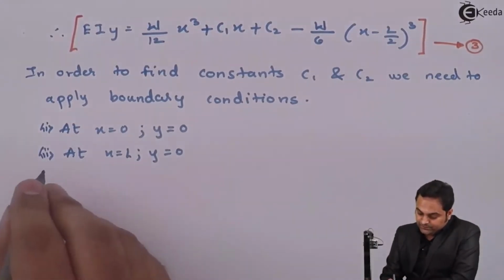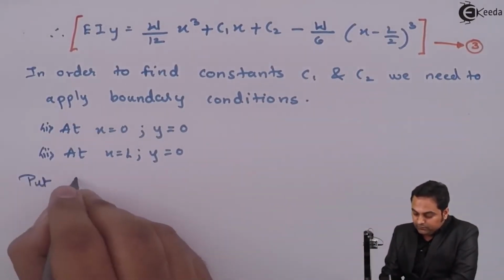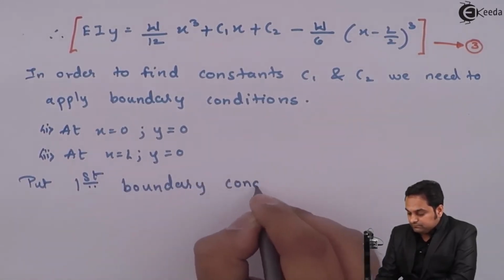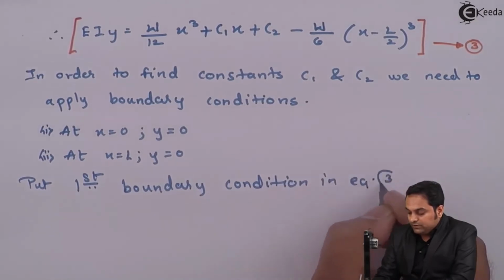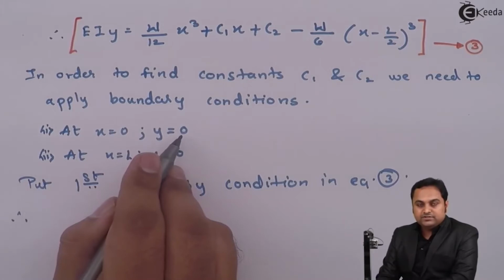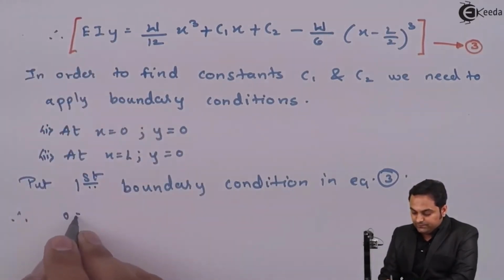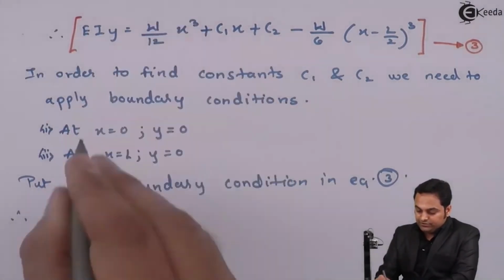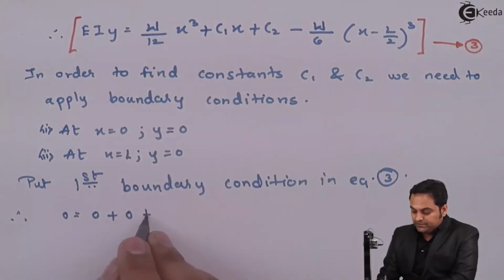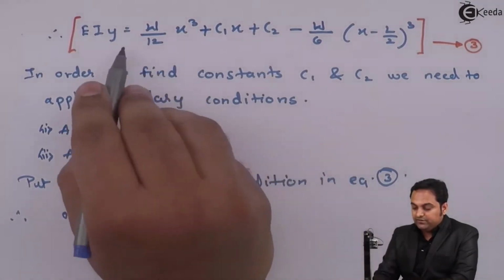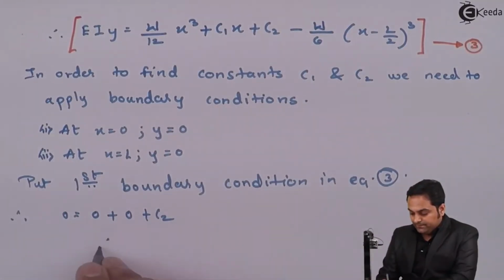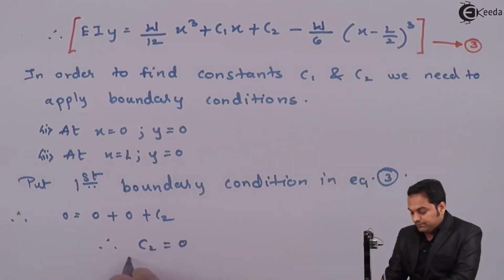So first I'll put the first boundary condition in equation 3. So we have at x is equal to 0, y is 0. So this left hand side becomes 0. X value, if we put 0, the first term is 0. Plus if we put x value here, that is 0, plus C2. The first boundary condition we have to put gives only the constant C2. So therefore C2 becomes 0.